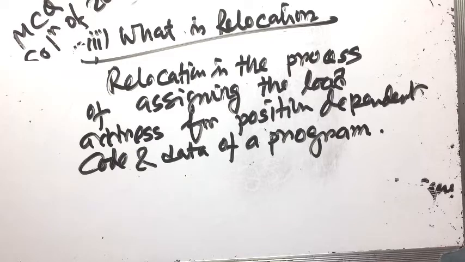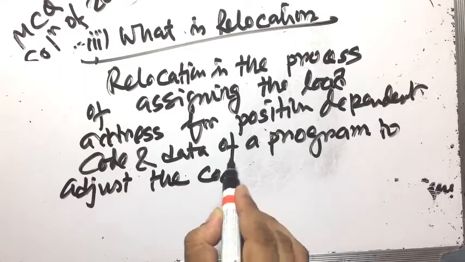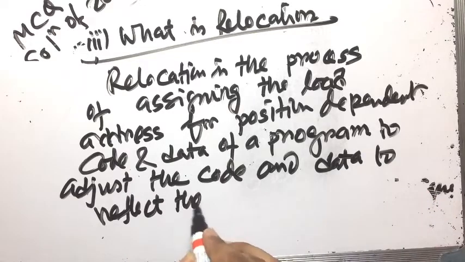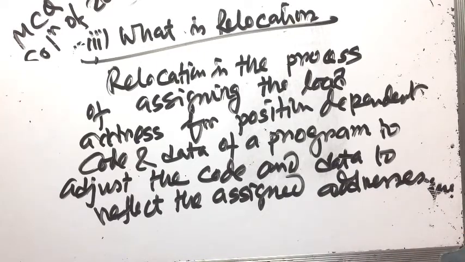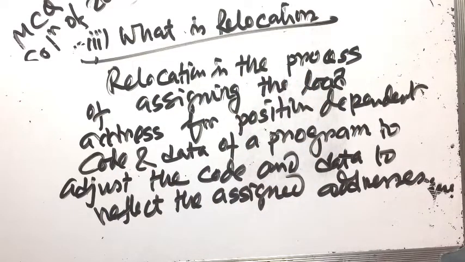Those instructions that are dependent on position need to be relocated. So relocation is the process of assigning the load address for position dependent code and data of a program. Why? To adjust the code and data to reflect the assigned addresses. So this is relocation.